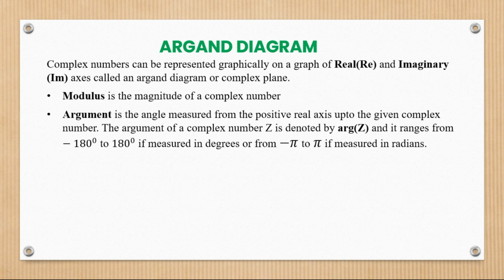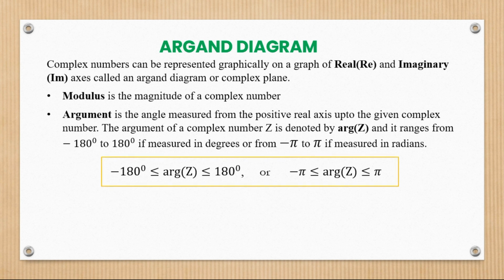The argument of a complex number z is denoted by arg z, and it ranges from negative 180 to 180 degrees. So pay attention to that. So the value can never be bigger than 180 degrees, but also it can never go below negative 180 degrees. And then we are saying if measured in degrees, it is that. And then if it is measured in radians, it's negative pi to positive pi. Of course, we know pi in radians means 180. So this is the rule for arguments.